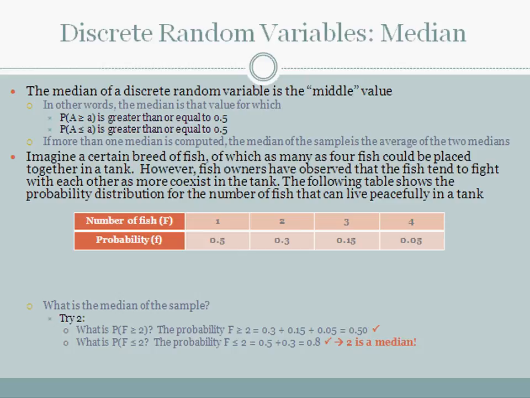This probability is equal to 50%. What about the probability that the number of fish is less than or equal to 2? In this case, we sum the probabilities of having 1 or 2 fish, which is equal to 0.5 plus 0.3. This is equal to 80%, which is greater than 50%. Thus, 2 is a median for the sample.